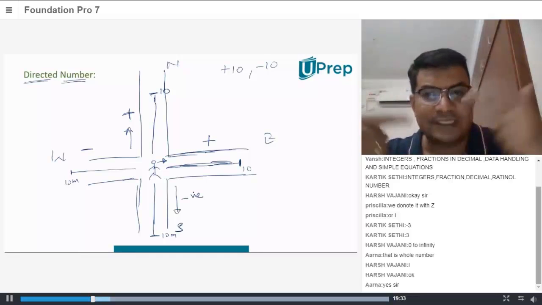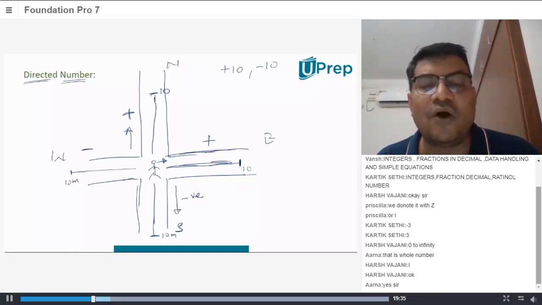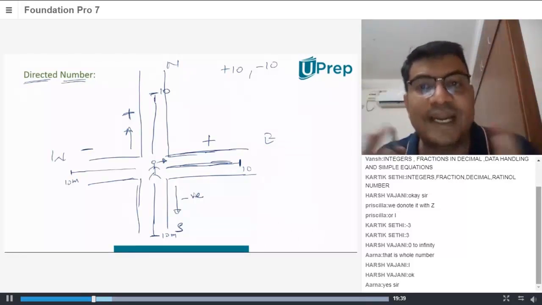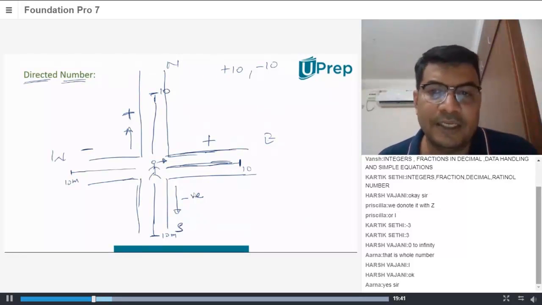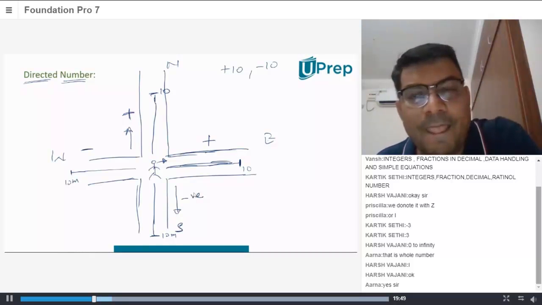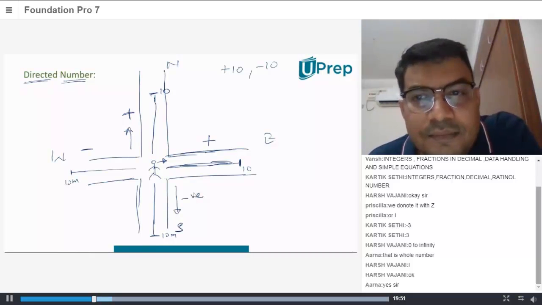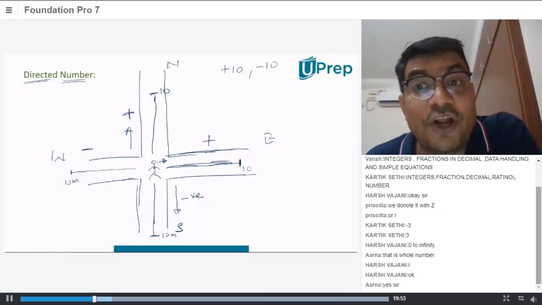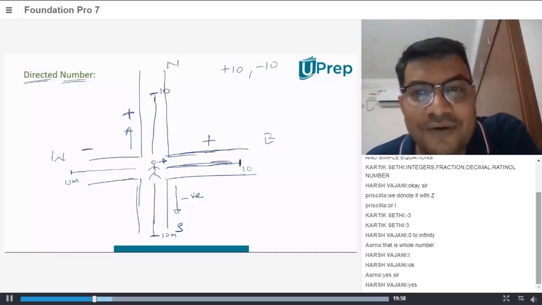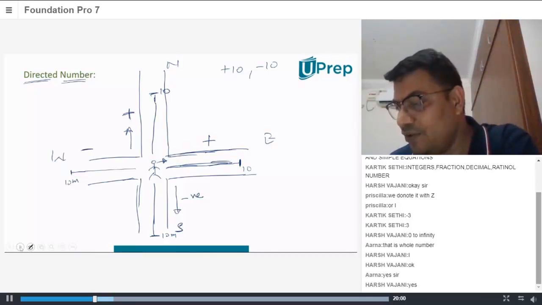So if you have oppositeness in any number, they are called directed numbers because there is a direction or oppositeness involved. Do you understand what I'm trying to teach you? Everyone is with me? Yes, sir. Sir, I have a question. Yes, Karthik. 0 is not a directed number. Yes, 0 is not. Very good.